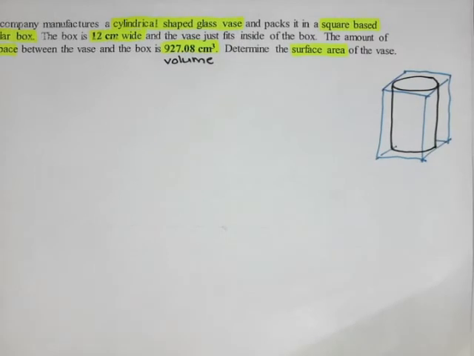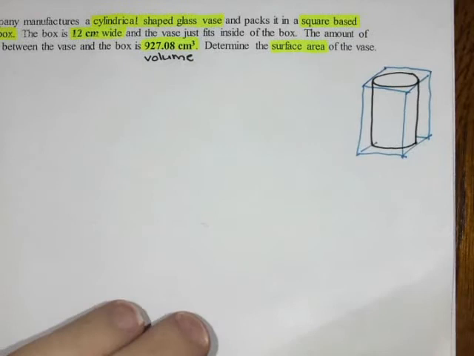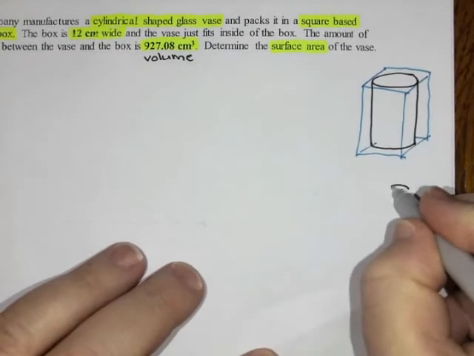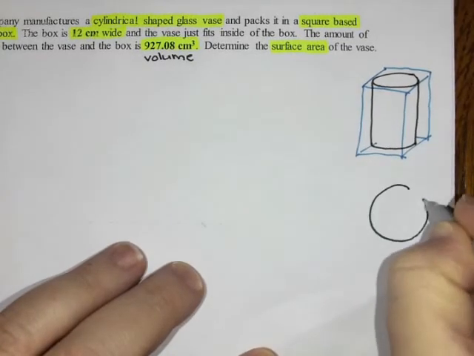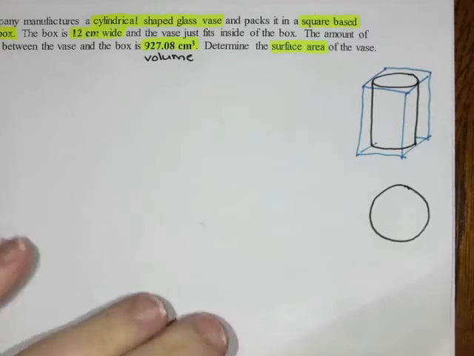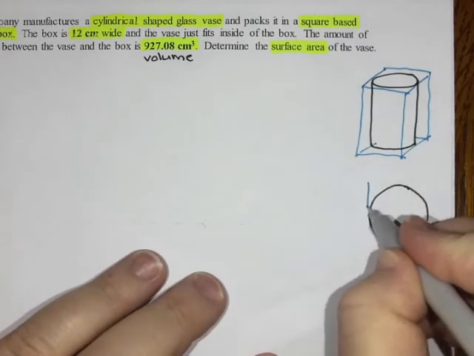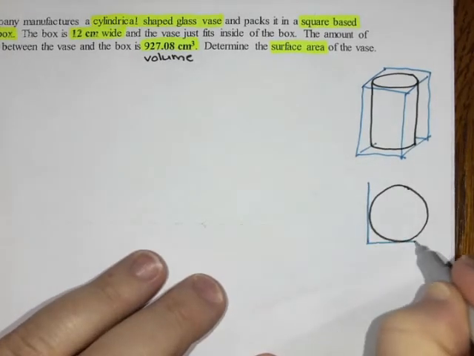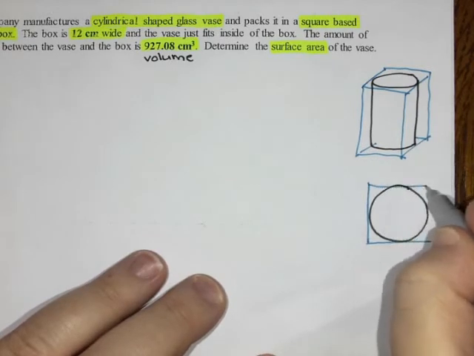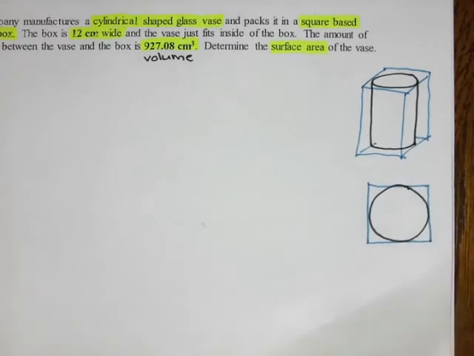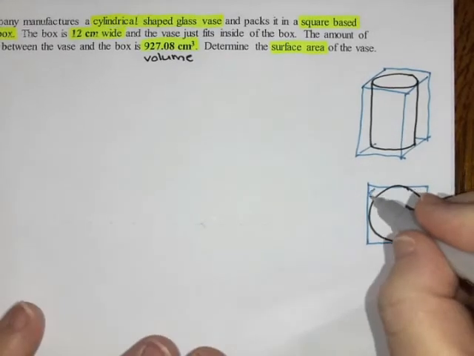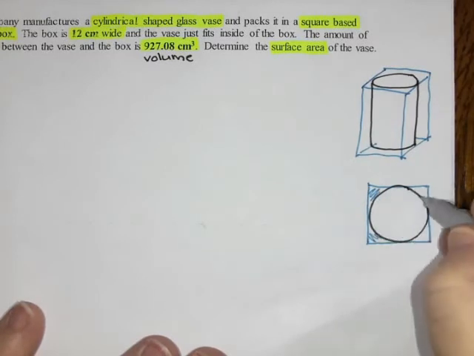So I said I was going to draw this from two perspectives. I'm also going to draw an overhead view. So if you were looking at it from the top, there would be the cylinder, and then the box is just touching the edges. So there's no extra packing material. And then it gave me the empty space that is around that shape.